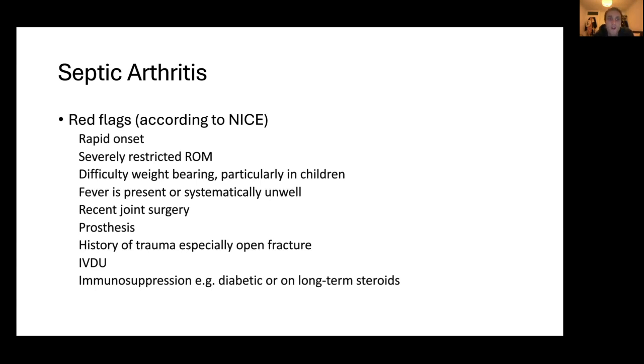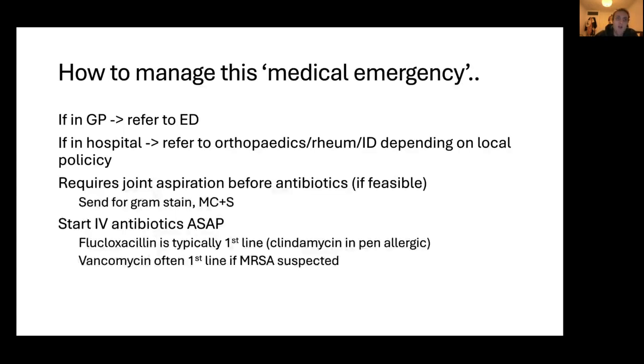So IV drug use, and part of that is because patients who have engaged in IV drug use are at higher risk of what we call a bacteremia. So they might have bacteria seeding in different parts of the body and causing infection locally there. And immunosuppression. So if someone's diabetic, or if they're on long-term steroids, or if they're on any of these weird and wonderful DMARD medications. So how do we manage this medical emergency?